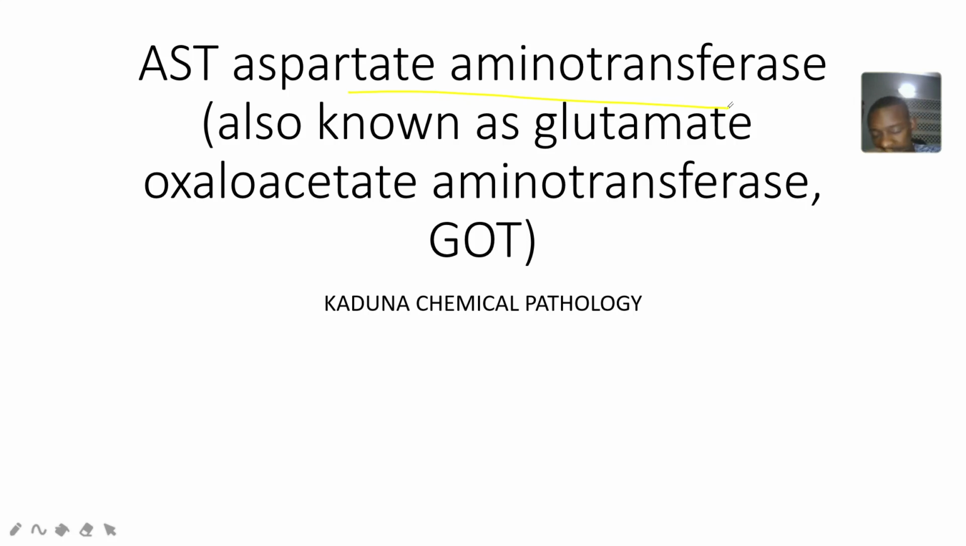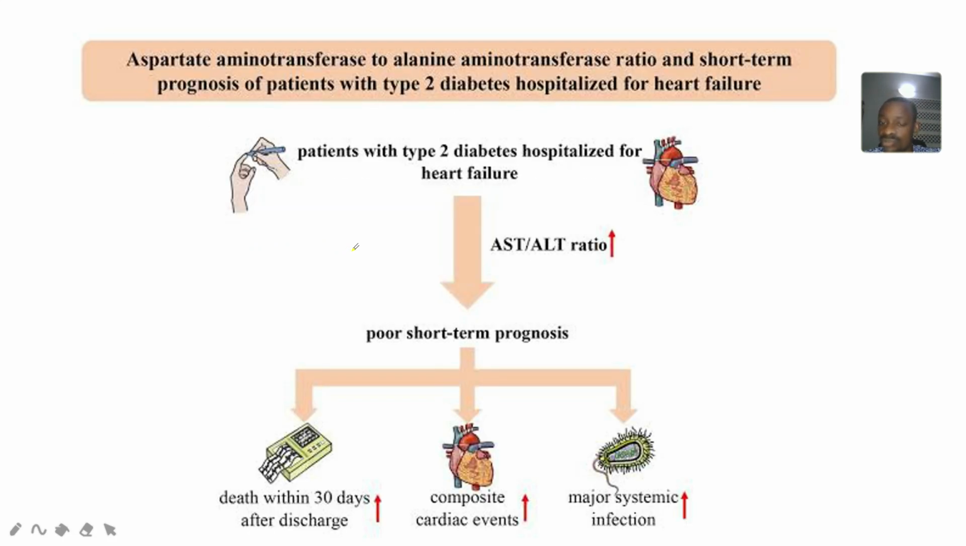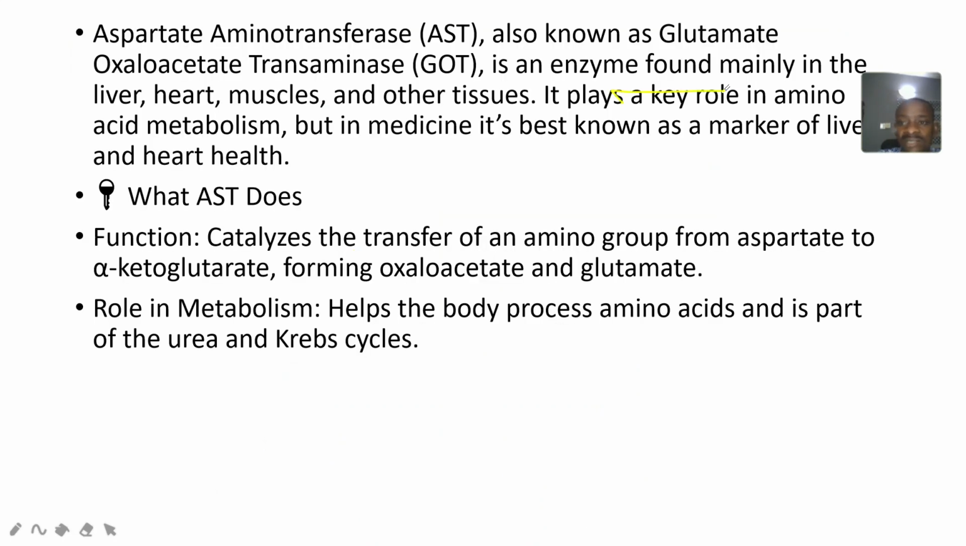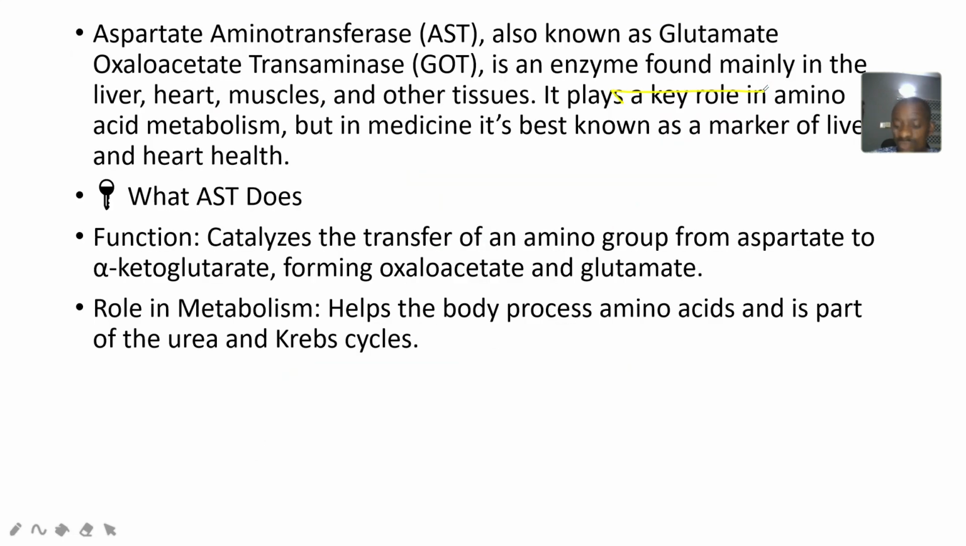Another name for it is glutamate oxaloacetate aminotransferase. So what we have here is an enzyme that is found mainly in the liver. It can also be found in the heart, and it can also be found in muscles.